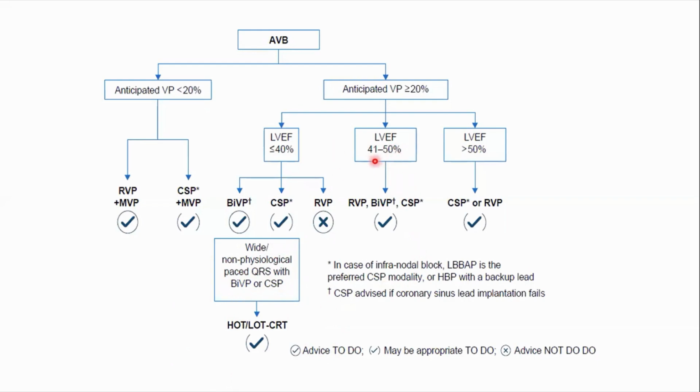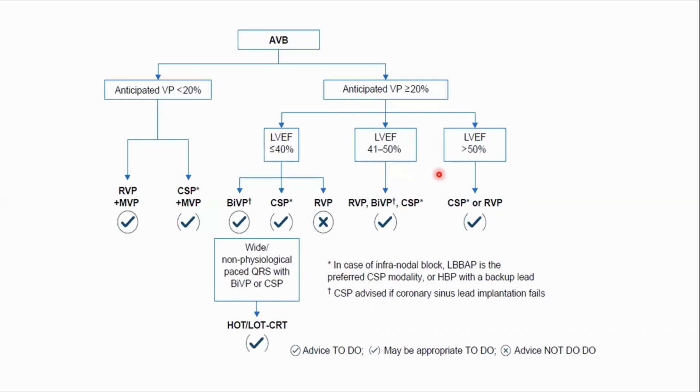If the ejection fraction is 40 to 50%, you may consider conduction system pacing, biventricular pacing, or RV pacing. And you should prepare a backup conduction system pacing lead if the implantation of the coronary sinus lead failed. If the ejection fraction is more than 50%, you still may consider implanting a conduction system pacing lead. So almost all patients, according to the new guidelines, can benefit from conduction system pacing.